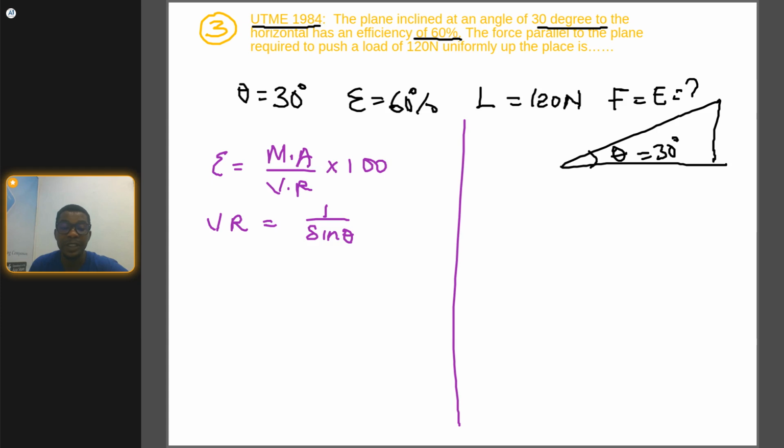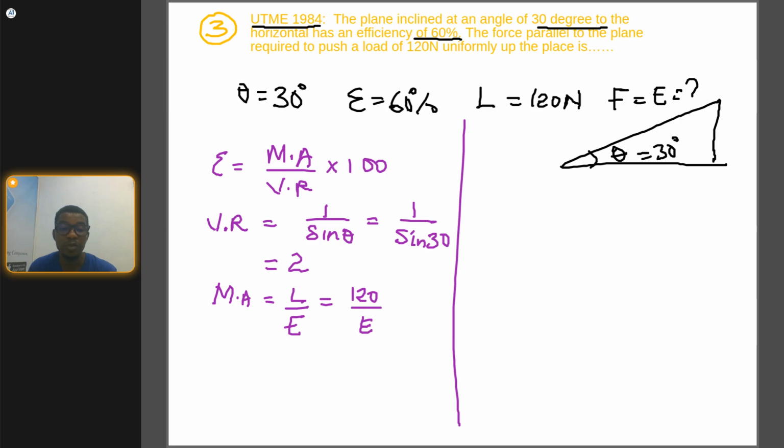For an inclined plane machine, the velocity ratio is equal to 1 over sine theta, that is 1 over sine 30 degrees. When you evaluate that, 1 over sine 30 degrees is 2. That is, the velocity ratio is 2. And the mechanical advantage, MA, is equal to the load over the effort, or let's call it the force. The load is 120, while the effort is unknown. So we need to substitute all this inside the formula that we are given.